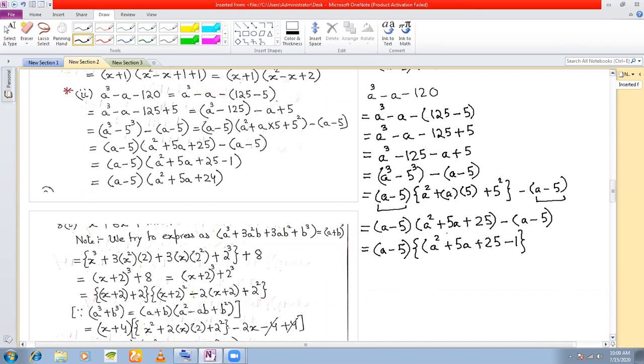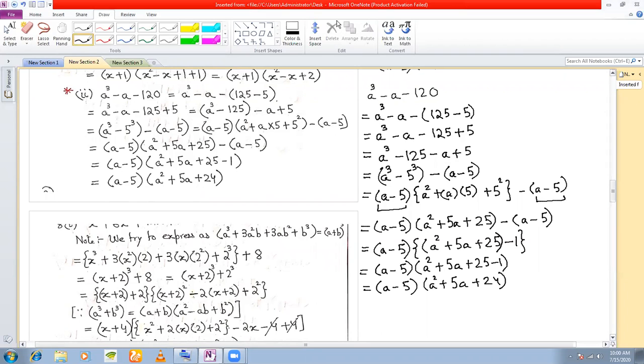So this becomes a minus 5 into a square plus 5a plus 25 minus 1, which is plus 24. Right? Any questions relating to this sum? You understood how to split the number? Yes, sir. Can you repeat? Okay.